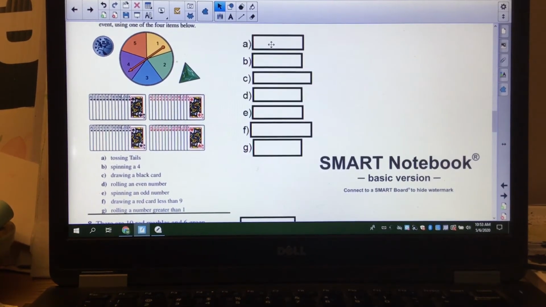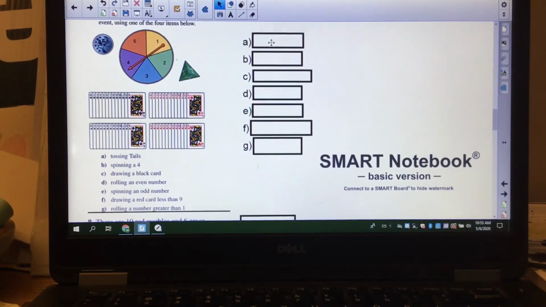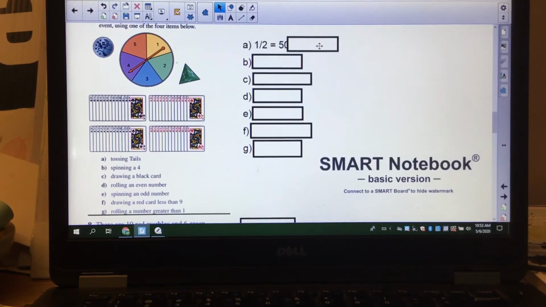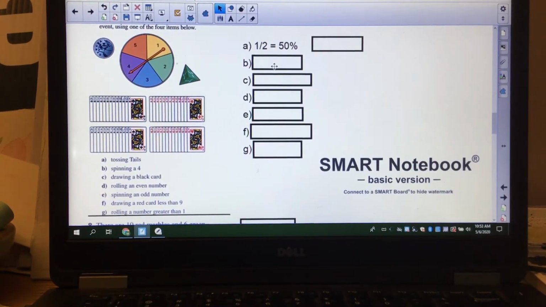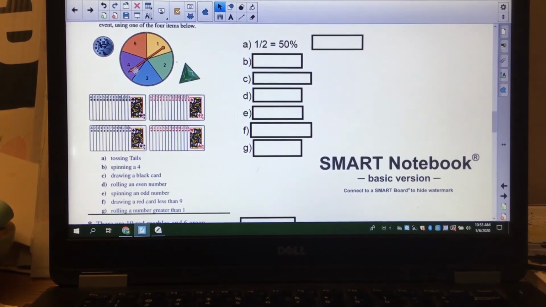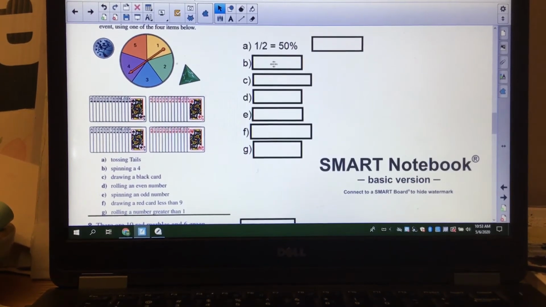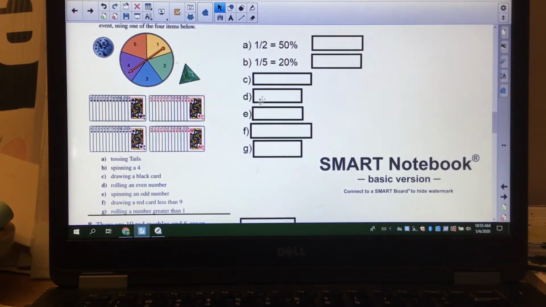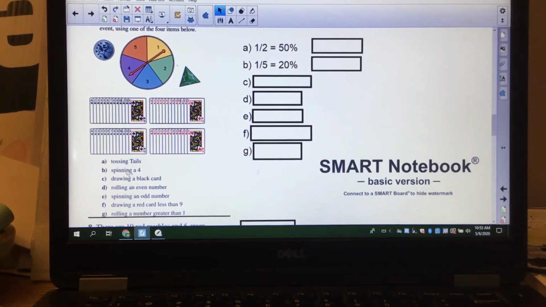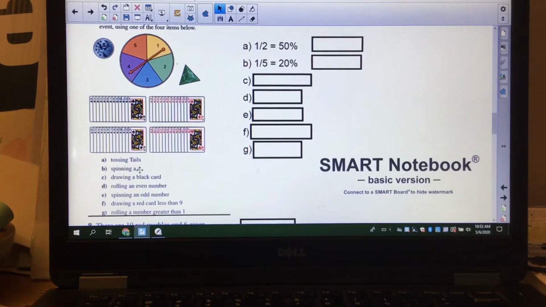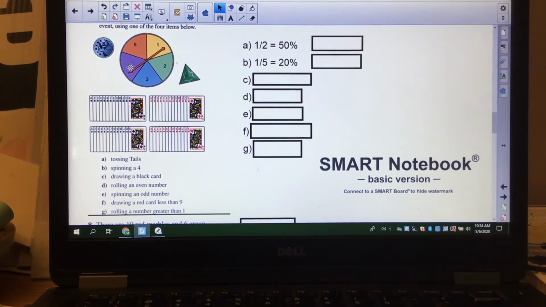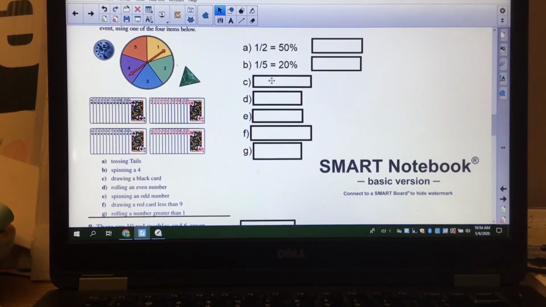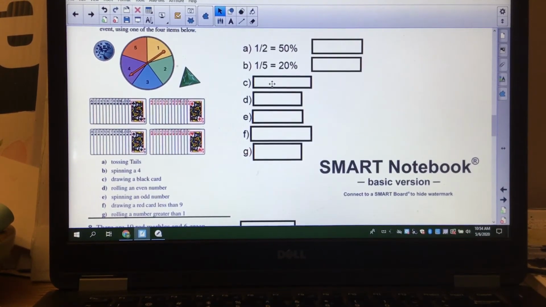Let's take them up. So, tossing a tail. Well, it's a coin. So, tail would be 1 out of 2, 50%. Question B, spinning a 4. There are 5 sections. There is 1 four, 20%. If you put 4 out of 5, that's the trap. Just remember, spinning a 4 is one event. It's not 4 outcomes, it's one of the outcomes. It's very important to make that clear.